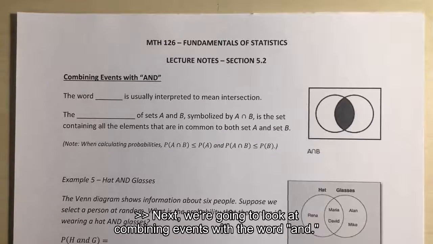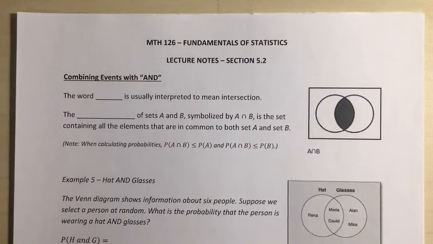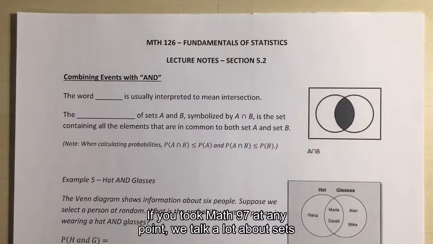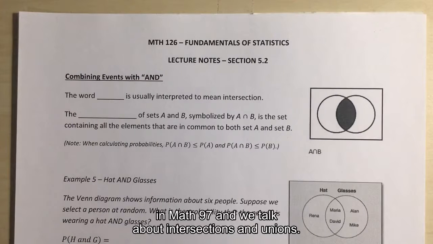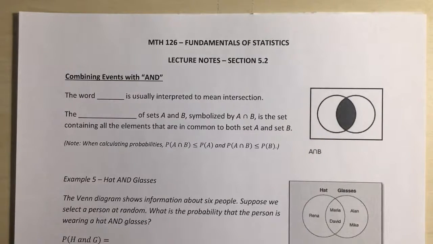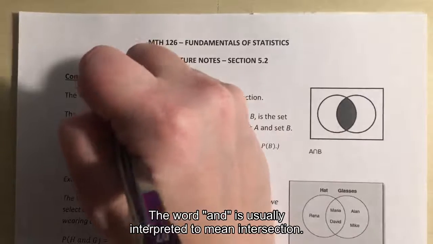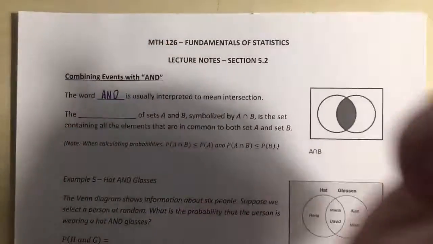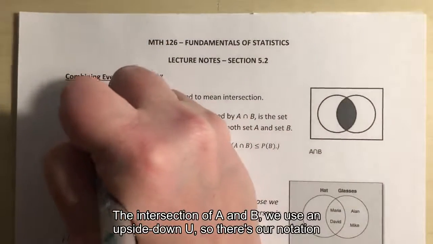Right, next we're going to look at combining events with the word and. If you took Math 97 at any point, we talk a lot about sets in Math 97, and we talk about intersections and unions. We also talk about complements, which is in the last section as well. The word and is usually interpreted to mean intersection. Right, so the intersection of A and B.